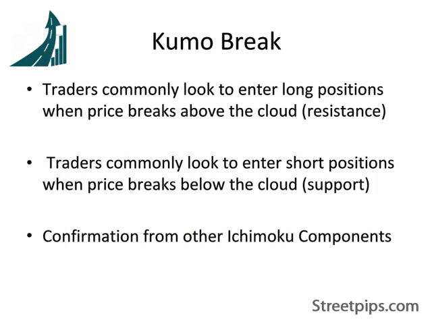Traders often look to enter long positions when prices break resistance, and conversely, enter short positions when prices break support. Since Ichimoku traders consider the Kumo to be significant support and resistance, they look to enter trades in the direction of the Kumo break. Of course, it will be wise to consider the other Ichimoku components for trade confirmation. Let us visit a couple of Kumo break examples.